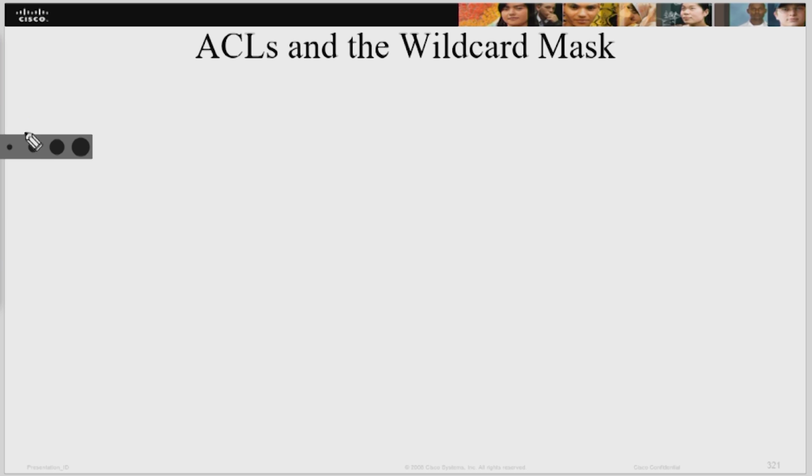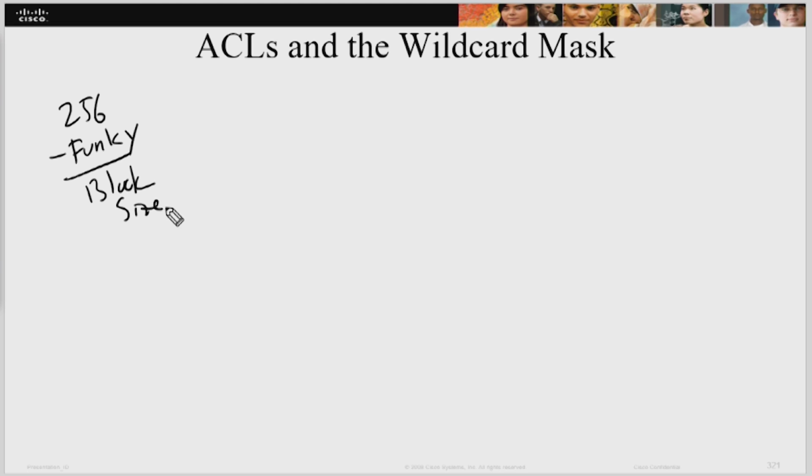If we think back to subnetting, one of the formulas that we've used in the past is that we have 256 minus funky is block size. Whether you've used that one or not before, you don't need to know that one specifically to get the next one, which is 255 minus funky is wildcard.